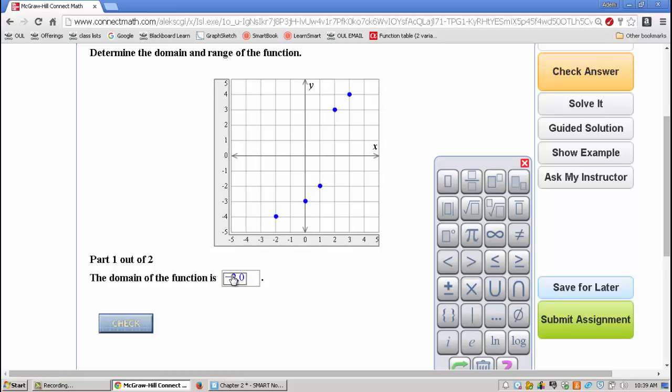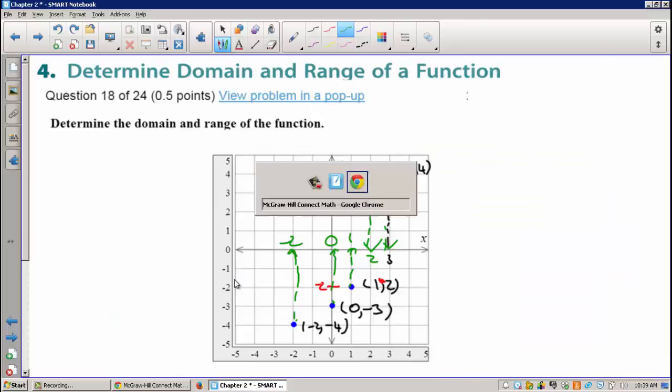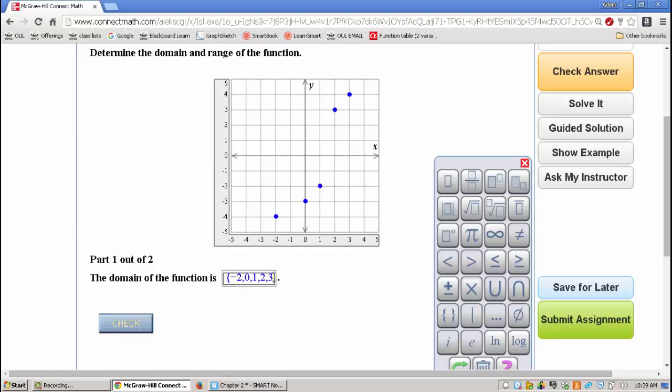I'm making a mistake. What am I missing? Yes, domain is always a set, so you need to keep set parentheses around it. Close it.